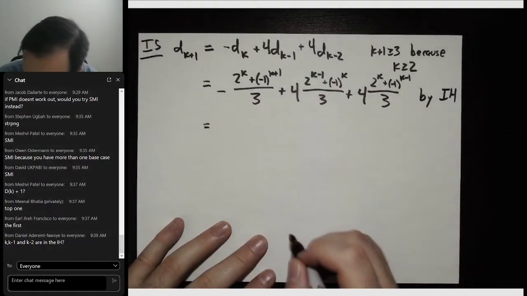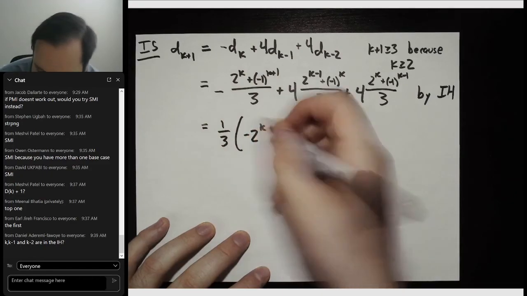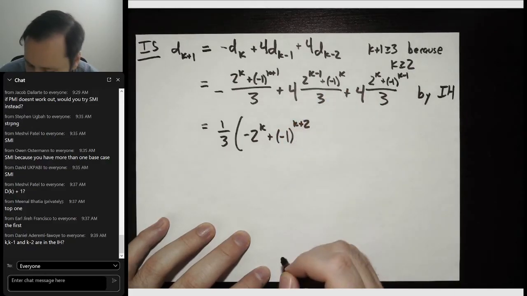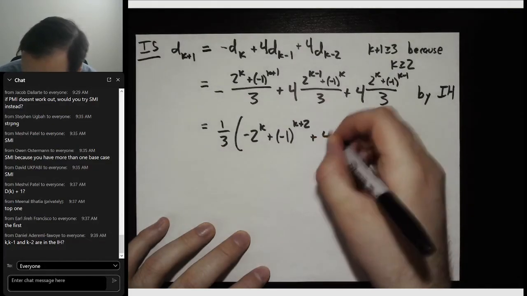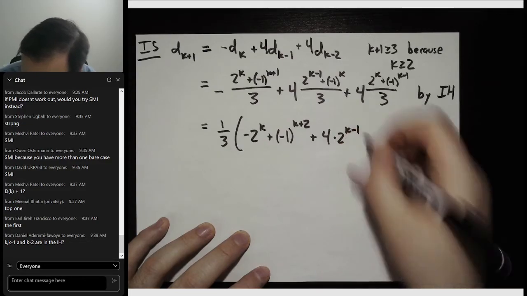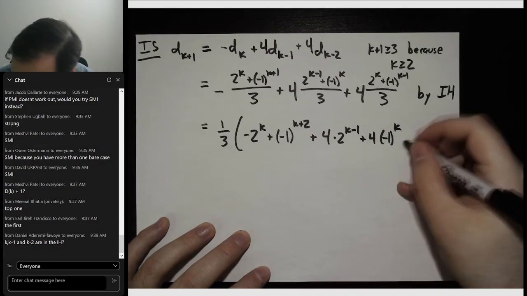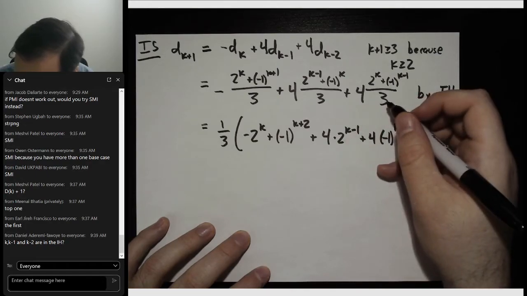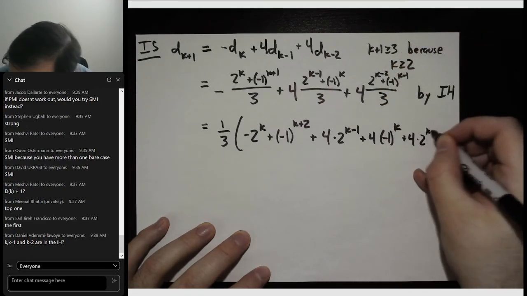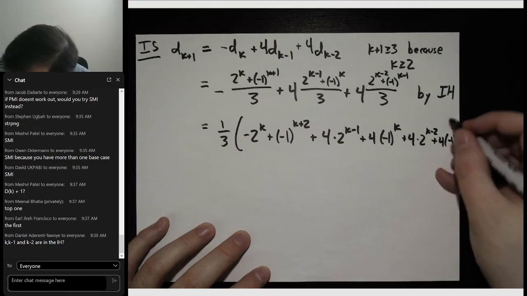And from here, it's just some algebra. I factor out a 1/3, and I get negative 2 to the k minus, so this is going to become plus negative 1 to the k plus 2, plus 4 times 2 to the k minus 1, plus 4 times negative 1 to the k, plus 4 times 2 to the k, this should be a minus 2. 4 times 2 to the k minus 2, plus 4 times negative 1 to the k minus 1. Let's close that in there.